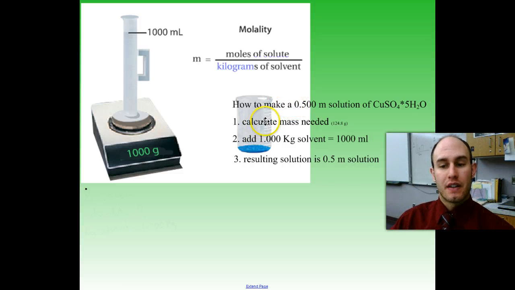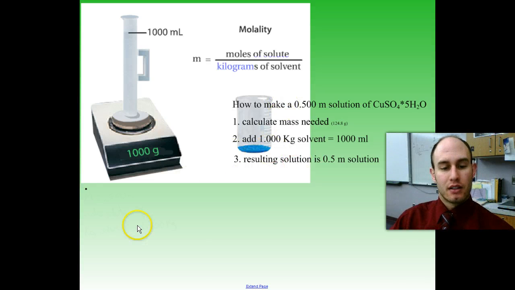Well, the steps here, if you were asked how do you actually do that, is, well, we first need to find the mass of the solution needed. Second, let's just use 1 kilogram of solvent because dividing by 1 is very, very easy. And the last is going to be, once you divide them, that's your 0.5 molal solution.